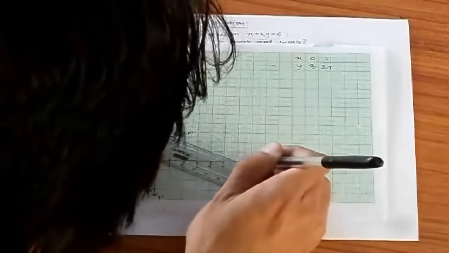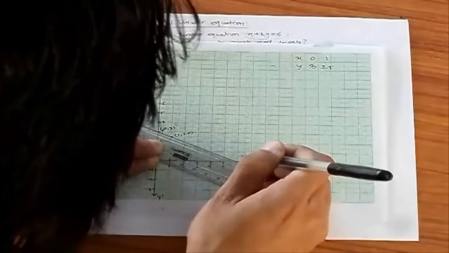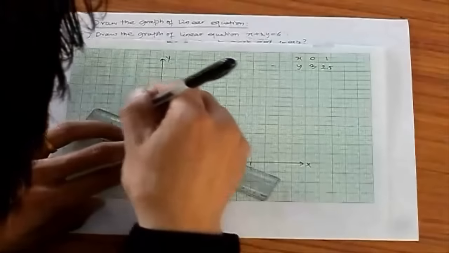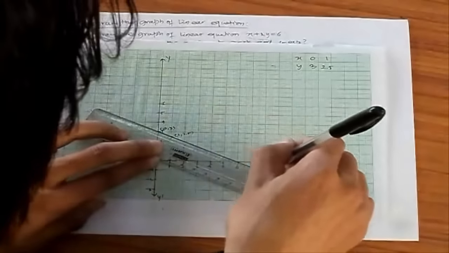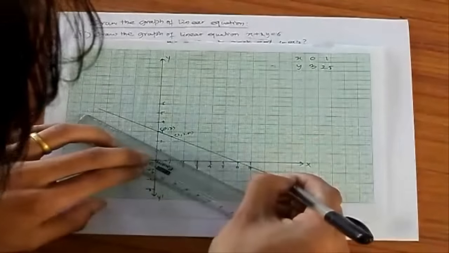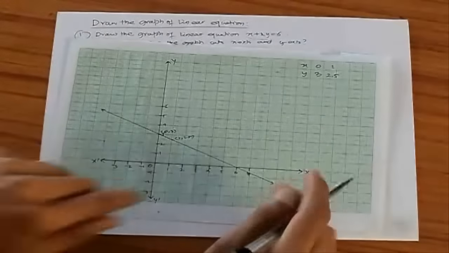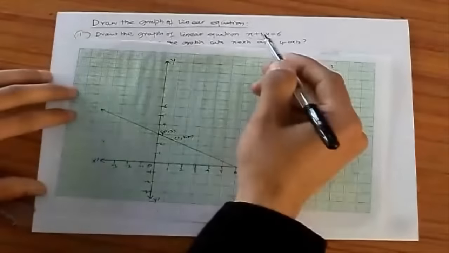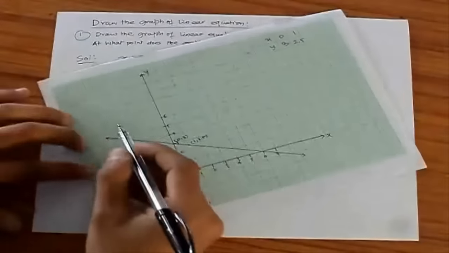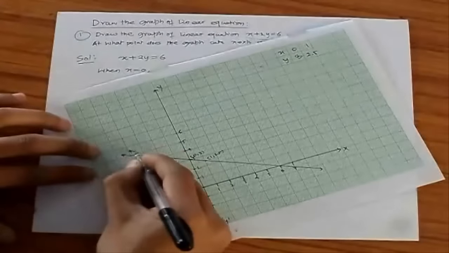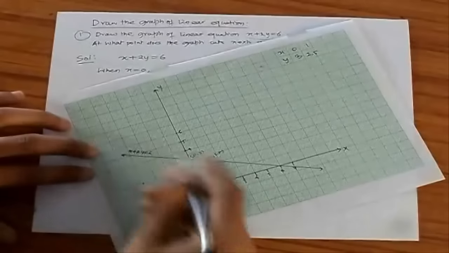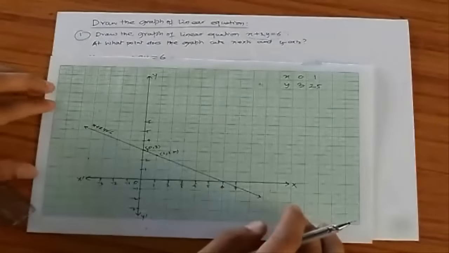So when you join a line, you should be very careful, because the line should exactly go through the points, not just touch them. Simply touching is not sufficient. The line should exactly go through the point. So this is the graph of the given linear equation x plus 2y. We are going to name the graph as x plus 2y equal to 6. Okay, so this is our required graph.